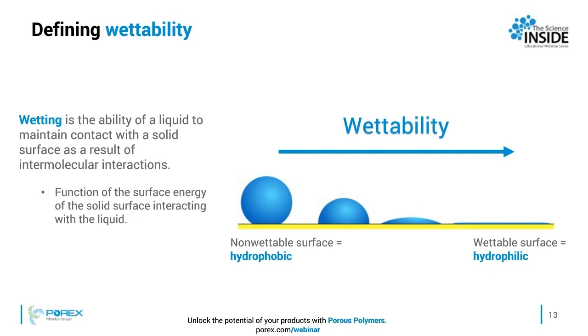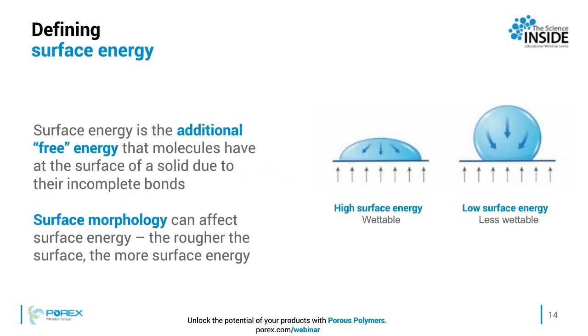As I mentioned earlier, wettability is directly a function of surface energy. But what is surface energy? Surface energy is essentially the additional free energy available that molecules have at the surface of a solid due to their incomplete bonds. It is important to remember that surface morphology can affect the surface energy, which means the rougher a surface, the more surface energy available. You can see from these images again that the surface with a high surface energy is more wettable, whereas the material with low surface energy is less wettable.